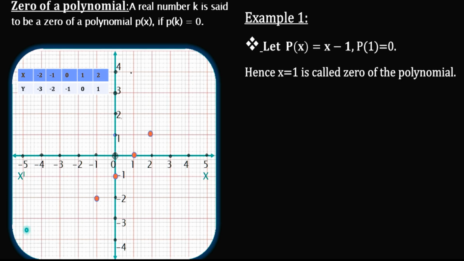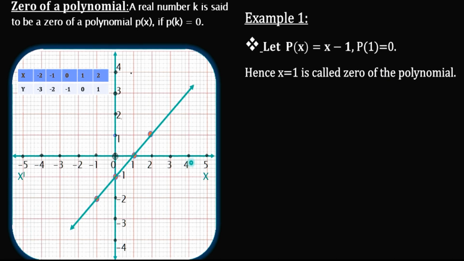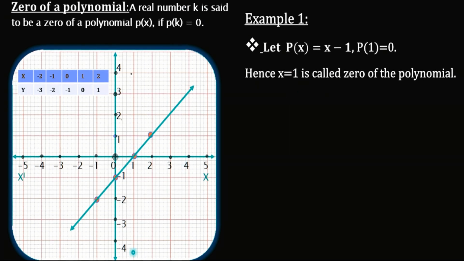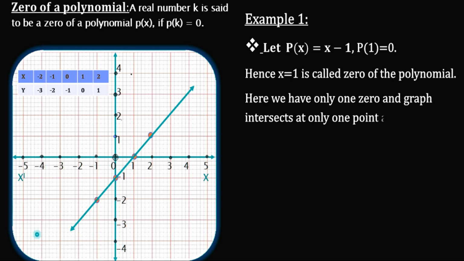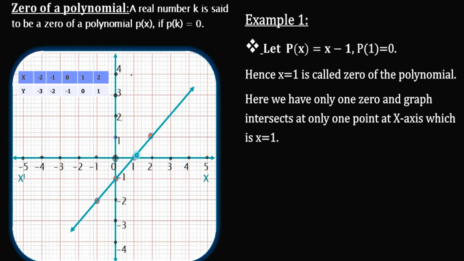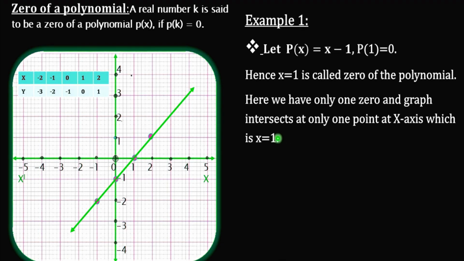Now next we have to draw the graph joining these points. So this is our graph here. Here, what is the relation between 0 and the graph? That is, here the graph is intersecting the x-axis at only one point. What is that point? X equal to 1.